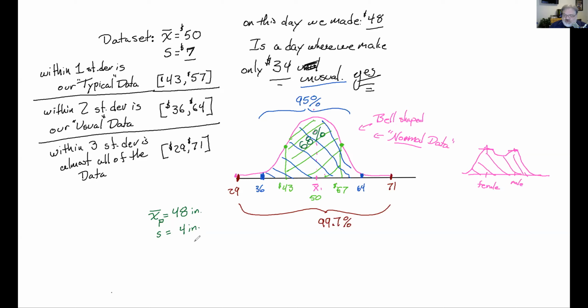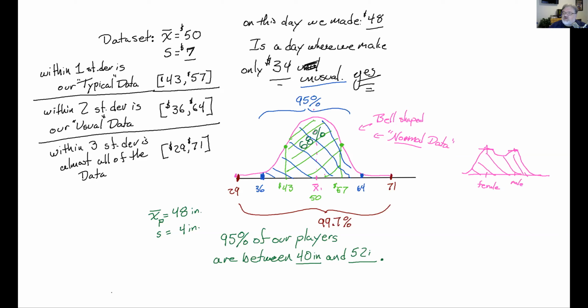Assuming this data is normally distributed, then we could say 95% of our players are between one height and another height. 95% should be our usual data. 95% is 2 standard deviations above and below our mean. So we're going to be 2 4s, or 8 units, above and below this 48. So 95% of our players are going to be between 40 inches and 52 inches.